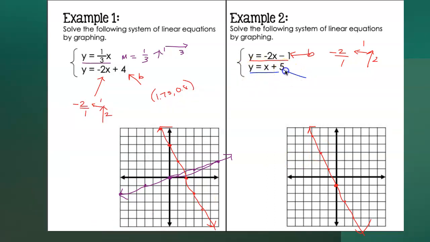So on this one, my b, my y-intercept, my initial value is 5. So 1, 2, 3, 4, 5. And my slope is x. X means 1x, so 1 over 1. So I'm going to rise 1, run 1. And I'm going to go to the right because it's positive. So rise 1, run 1, there's a point.